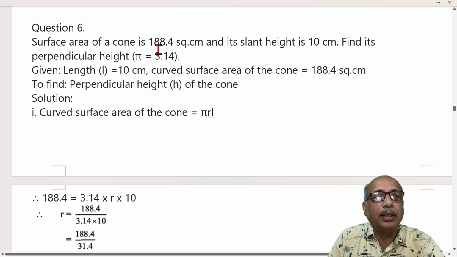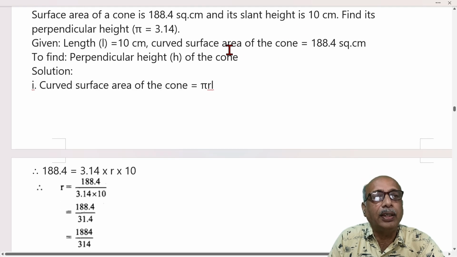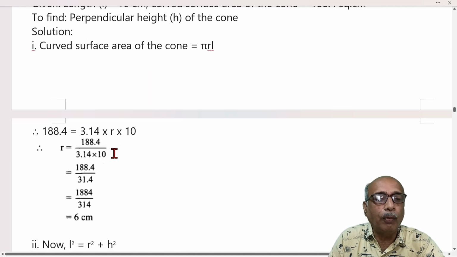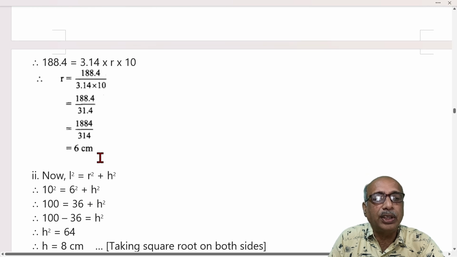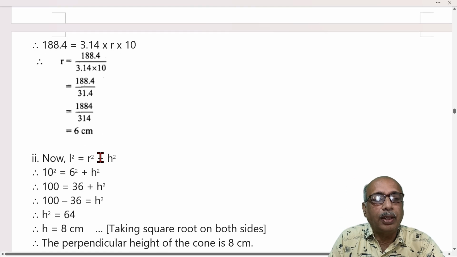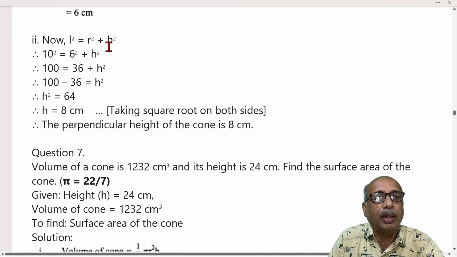Question 6. Surface area of the cone is 188.4 square centimeter and its slant height is 10 centimeter. Find its perpendicular height. Again, pi is given 3.14. So, curved surface area of the cone is pi r l, where pi equals 3.14. Substitute the values and you will calculate r equals 6 centimeter. Then use the formula l square equals r square plus h square and calculate h. h equals 8 centimeter. Therefore, the perpendicular height of the cone is 8 centimeter.